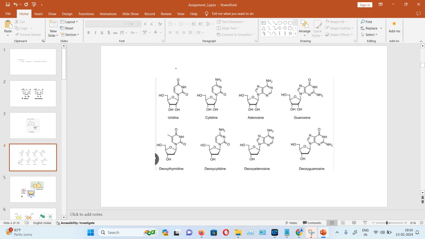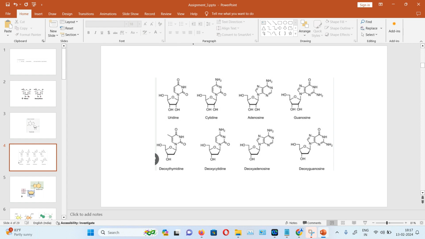So it's a ribose sugar plus a nitrogen base, and this is called uridine. This is a ribose sugar plus another nitrogen base; this is cytidine. This is a ribose sugar plus a different nitrogen base, and this is called adenosine. And this is a ribose sugar plus another nitrogen base, called guanosine. So these are the four nucleosides, and since they have ribose sugar, they are the building material of our ribonucleic acid, or RNA.